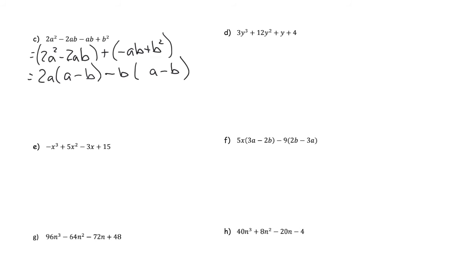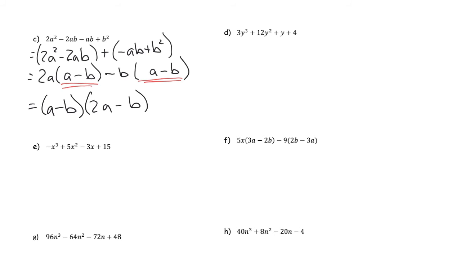And that's exciting because now that binomial is common. So I can take out the common binomial factor. In the first term, the a minus b was multiplied by 2a. In the second term, it was multiplied by negative b. And there we go.